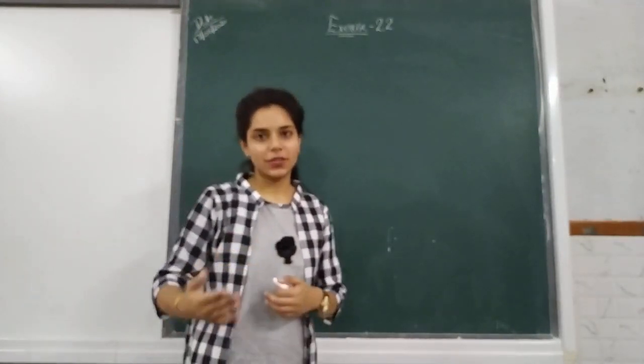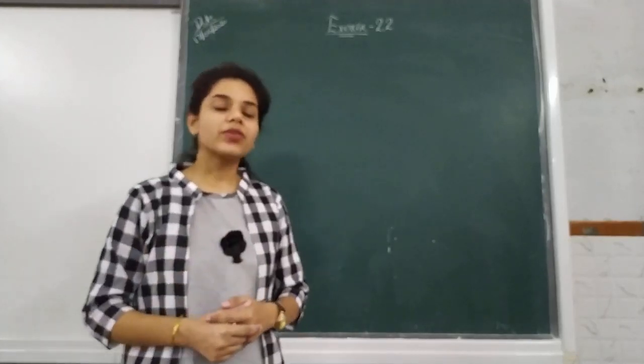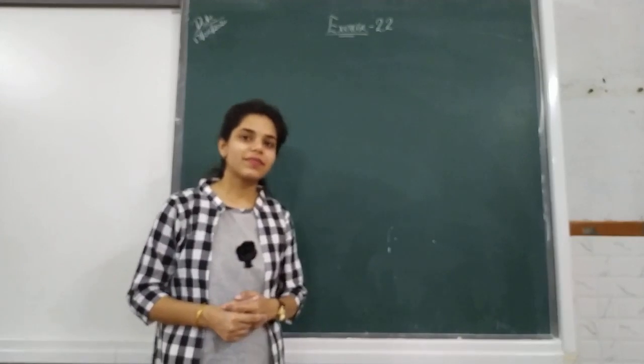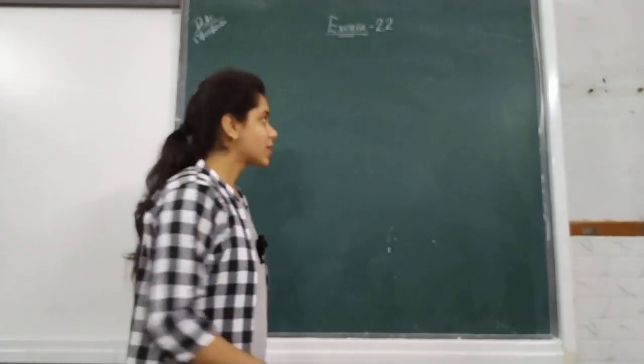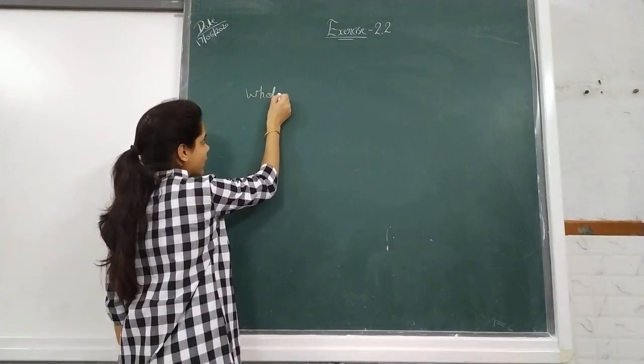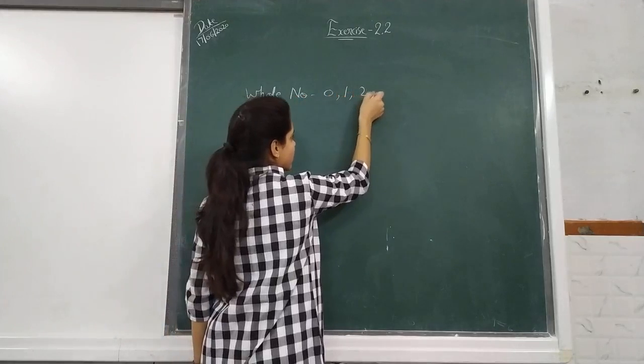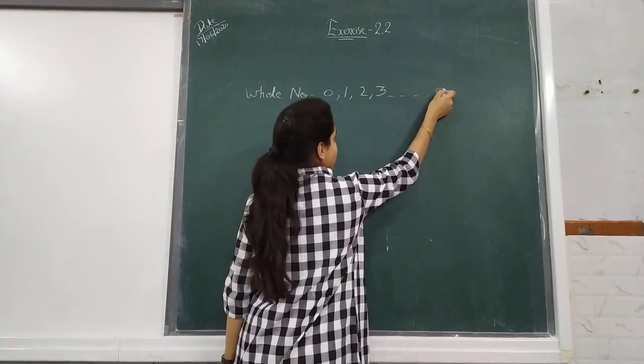So before proceeding to the next exercise, we will make a quick revision of that. So what are whole numbers? Whole numbers start from 0. 0 up to infinity are known as whole numbers. 0 with the natural numbers are known as whole numbers.